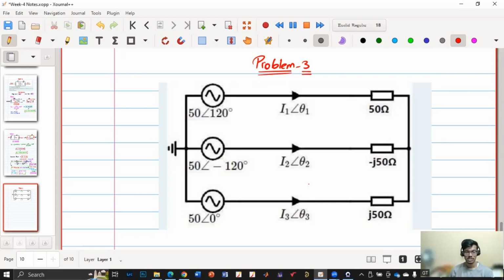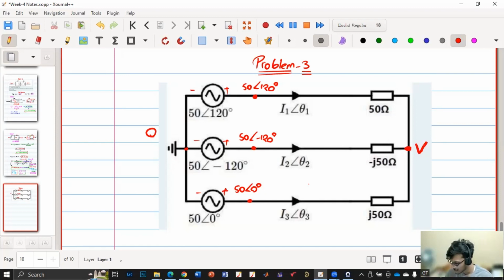Okay, so which way of solving would be good? KCL, KVL, or... The KCL, yes. So this is my 0, right? So this voltage is 50 angle 120 degrees. This is 50 angle minus 120 degrees. This is 50 angle 0 degrees. Because they have given ground, so minus plus, minus plus, minus plus. And I'll quickly solve because we are running out of time.